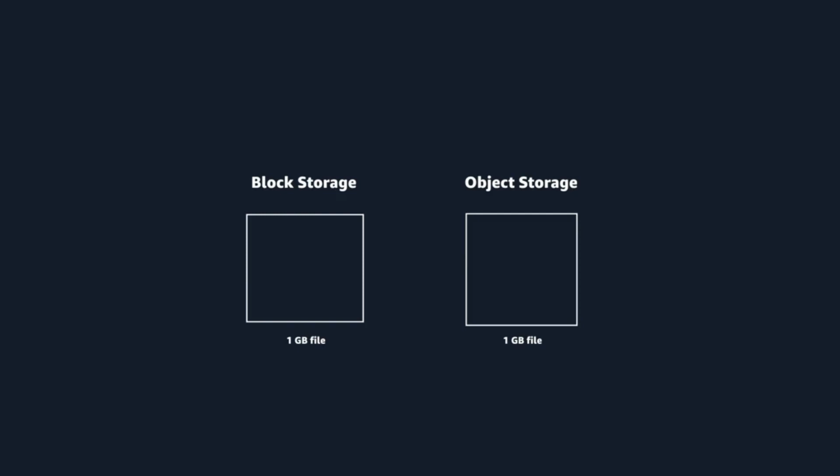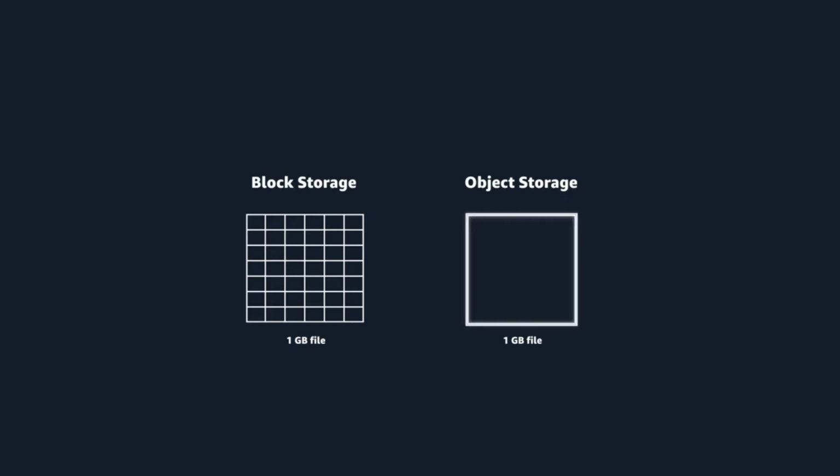If I'm storing this in block storage, what happens is that this file is split into fixed size chunks of data and then stored. Object storage, on the other hand, treats each file like a single unit of data. This might seem like a small difference, but it can change how you access and work with your data.